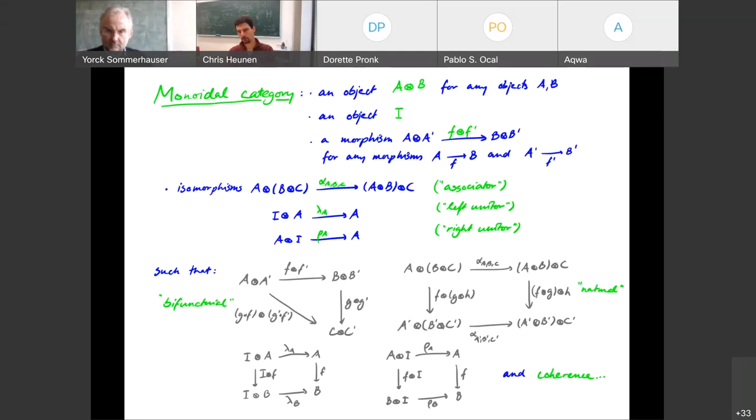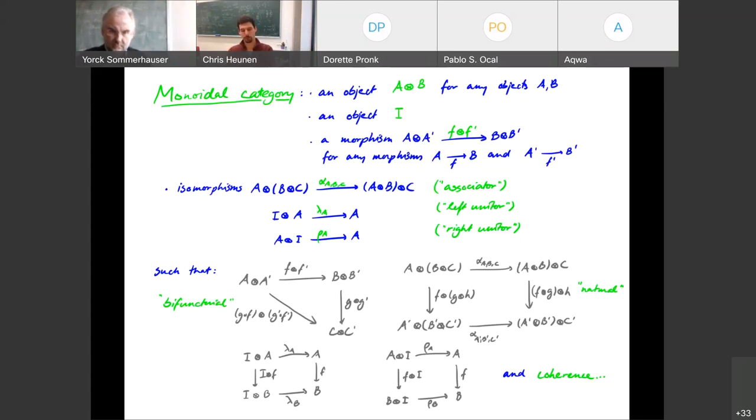And just like we're putting objects together with a tensor product, I also want morphisms to be able to be put together. So if you have objects A and A prime and objects B and B prime, I can take their tensor products. If I have maps from A to B and from A prime to B prime, I also want to be able to put those maps together. The last piece of data says something about what happens if I have three objects that I put together. I can first put A and B together and then tensor C on, or I could put B and C together and then tensor A on.